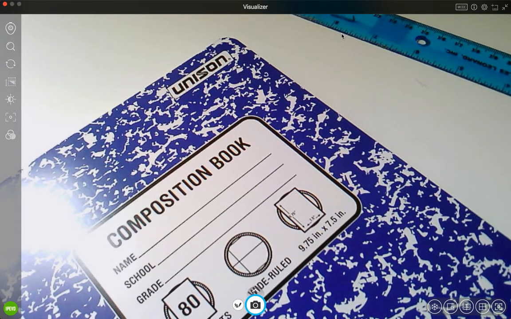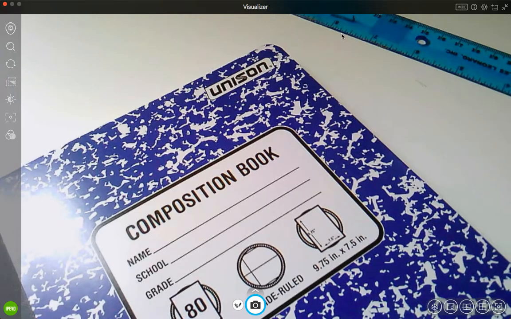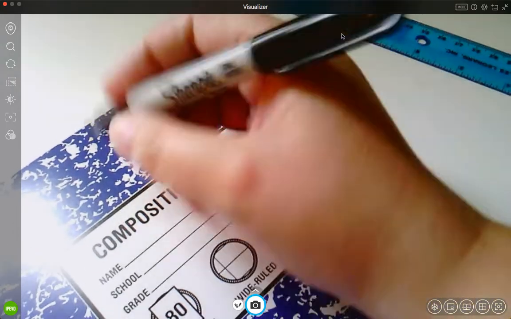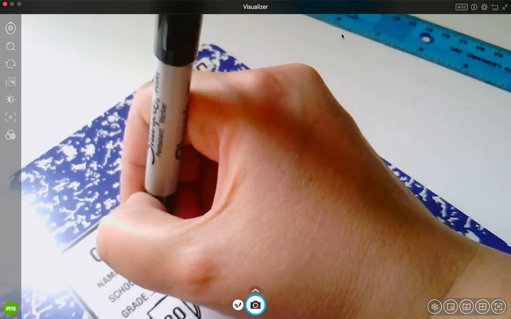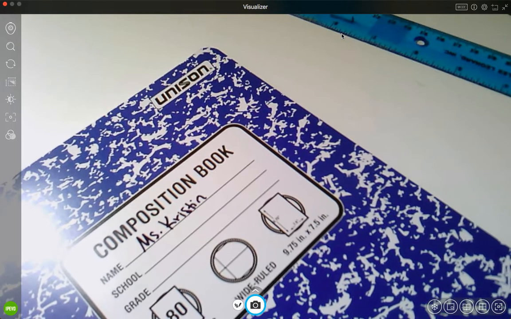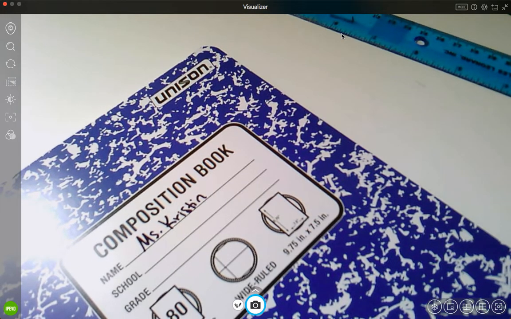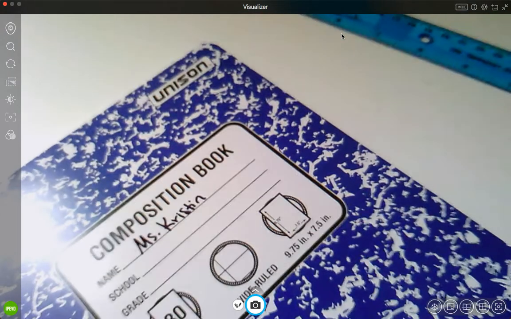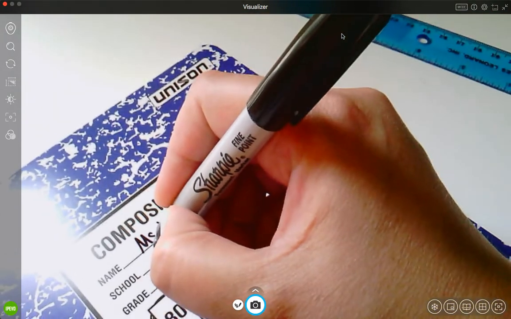So I'm going to start out with the cover, right? Where it says name, write in your name. I'm going to write my name. You write in your name. And instead of school, we know we're all at Parkway. We're going to write the subject. And so I'm going to write science.